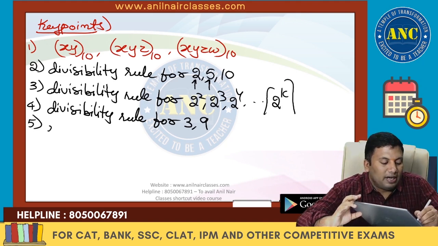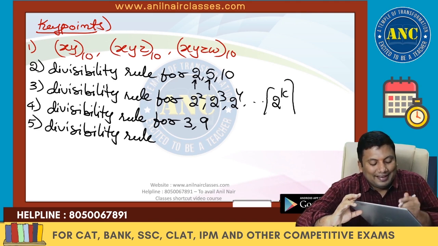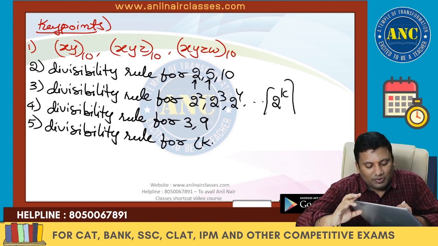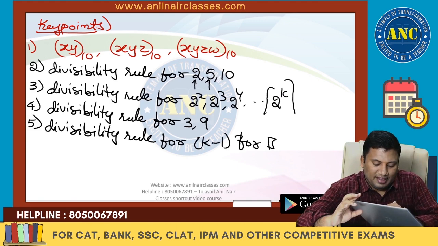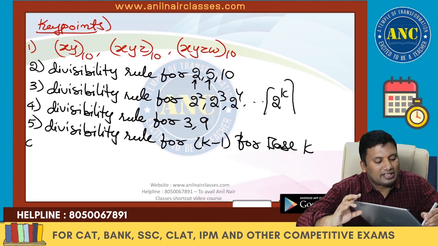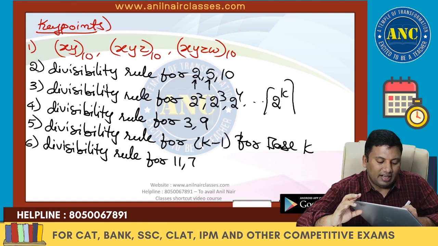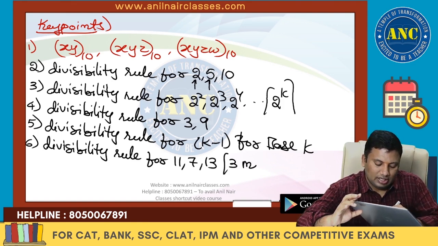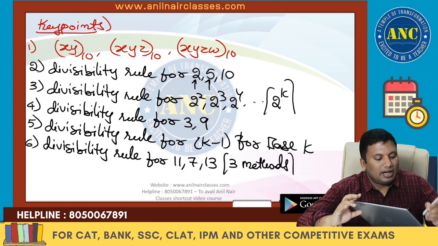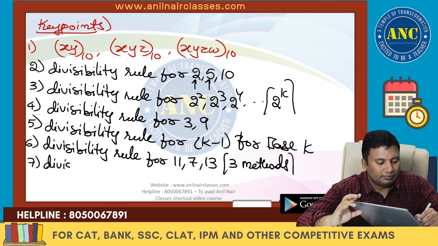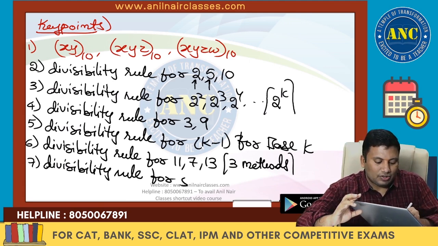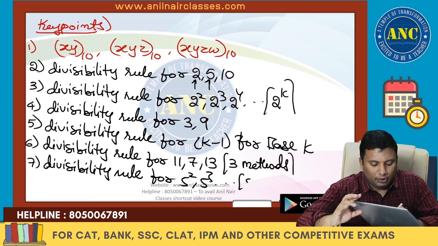Next one, divisibility rule for base system k minus 1 for a base system k. Then we discussed divisibility rule for 11, 7 and 13. 3 methods we discussed. Next one, divisibility rule for 5 square, 5 cube and so on up to 5 power k.